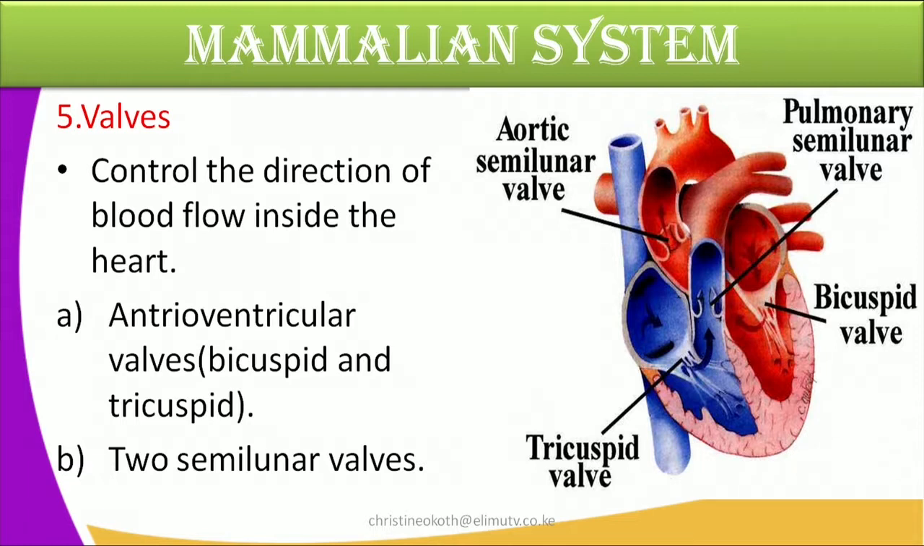So we have two main types of valves. We have the atrioventricular valves, that is the bicuspid and the tricuspid. If you can observe the situation here, we have the tricuspid valve and then we have the bicuspid valve. Then we have the two semilunar valves. One is found on the aorta. So we have the aortic semilunar valve and we have the pulmonary semilunar valve. And we've said the sole function of the valves is to prevent the backflow of blood.